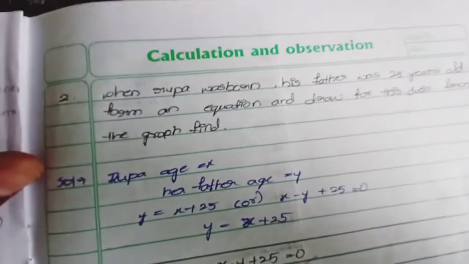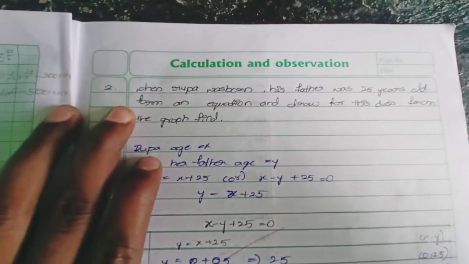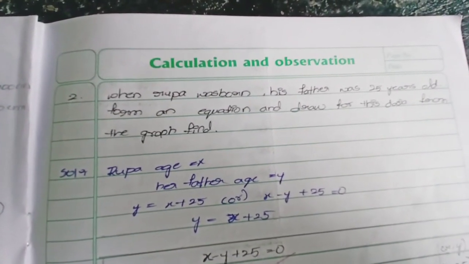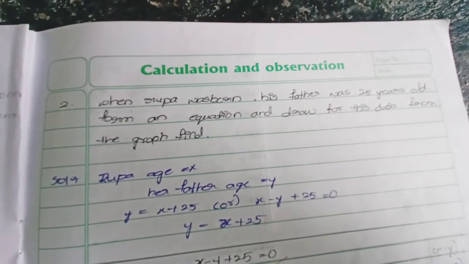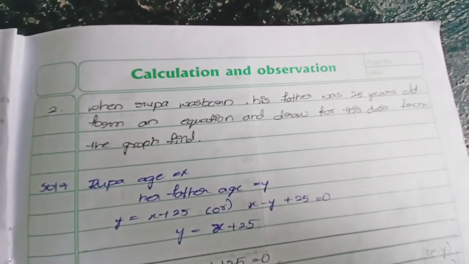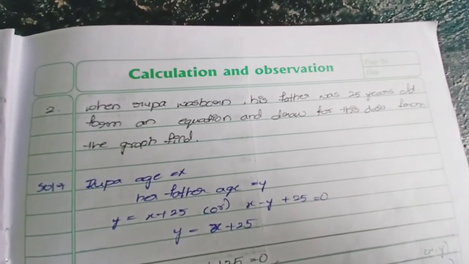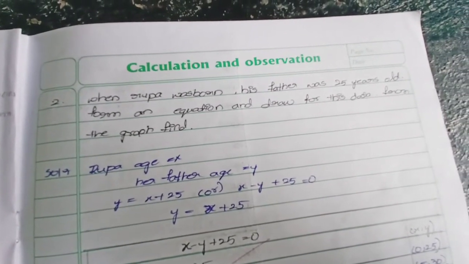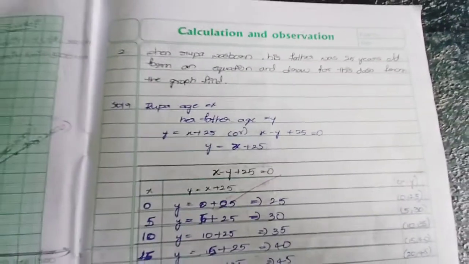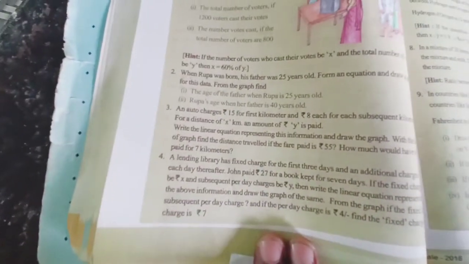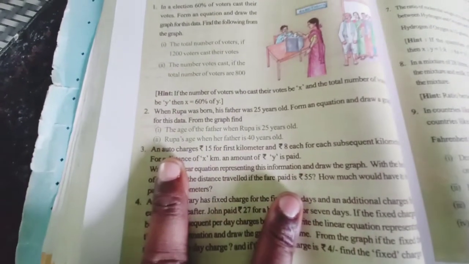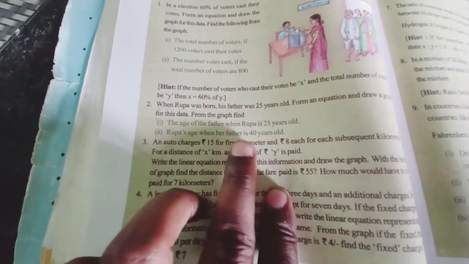Then the next question is here. When Rupa was born, her father was 25 years old. From an equation, draw the graph for the data. From the graph, find out the age of the father when Rupa is 25 years old, and Rupa's age when her father is 40 years old. Okay, let's find out here.